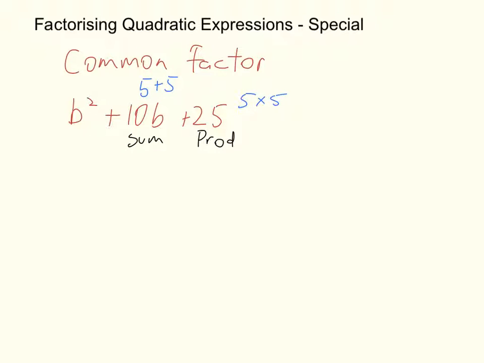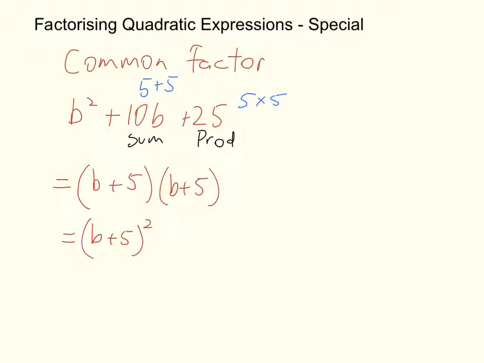Now it just so happens that our numbers are the same. There's nothing wrong with that. Of course, we factorize that one as b plus 5 and b plus 5. Now, there's actually a special notation we use for this. The notation we use is we say it's b plus 5 all squared.